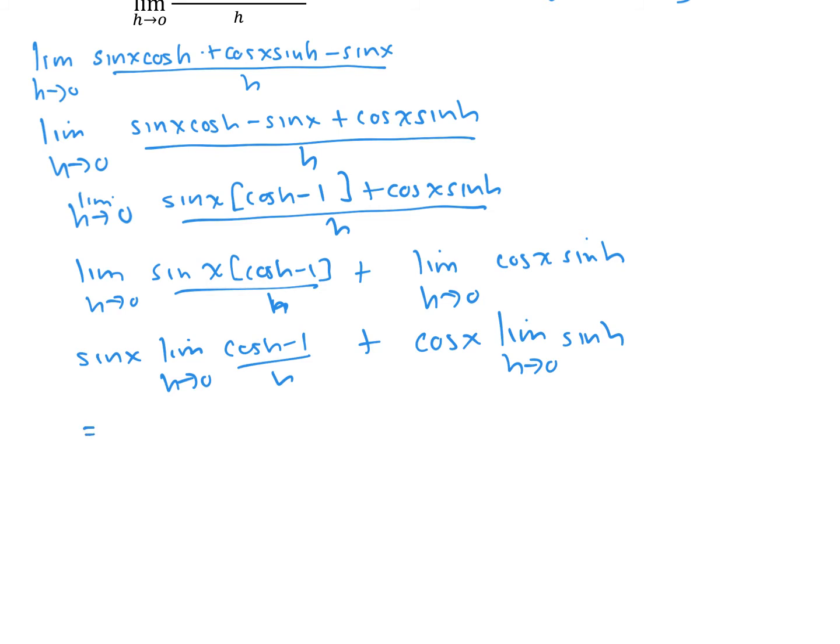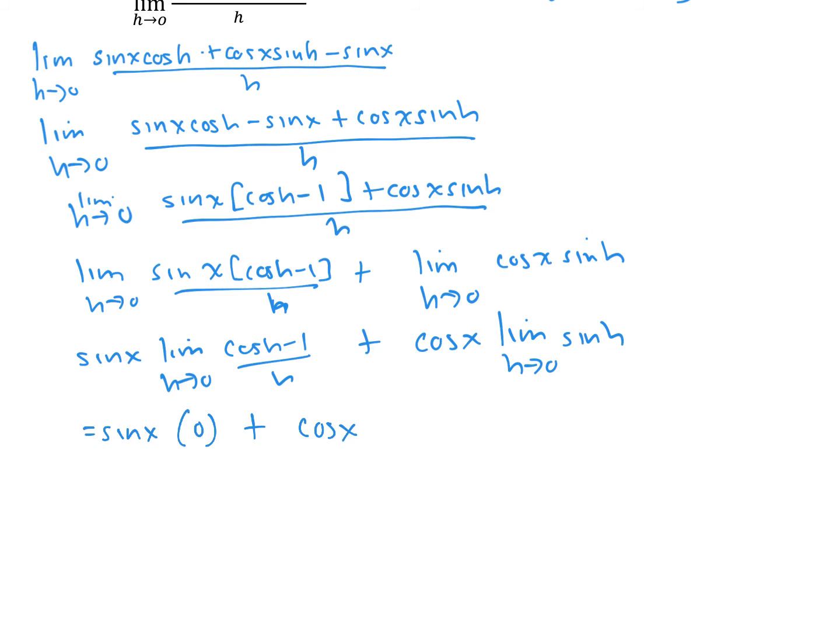So we've got sine x, and the limiting value as h approaches 0 of cosine h minus 1 over h, well, that's just going to be 0. Okay, so we'll have 0 minus 1 is negative 1 divided by 0. We'll just have 0. And then we've got cosine x, the limiting value as h approaches 0 of sine h.